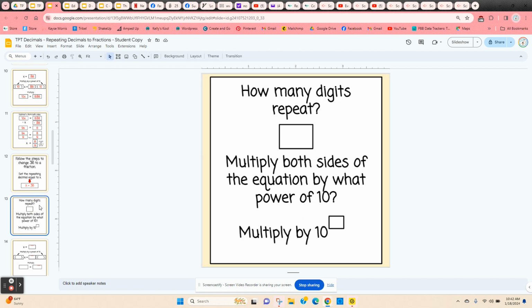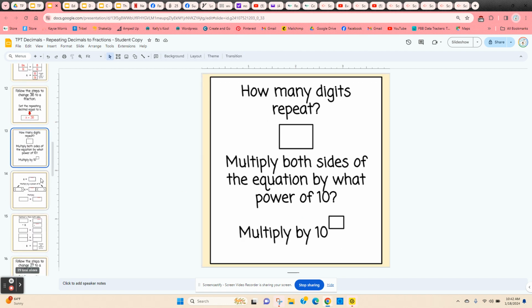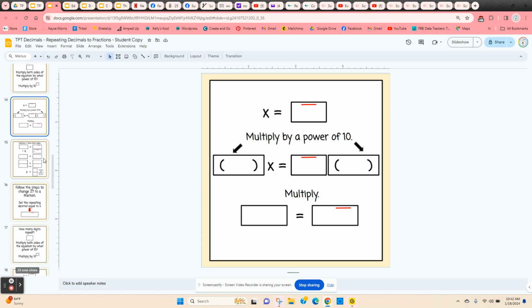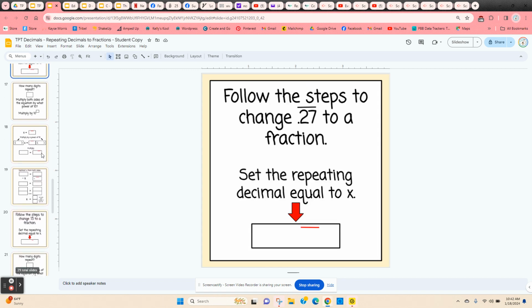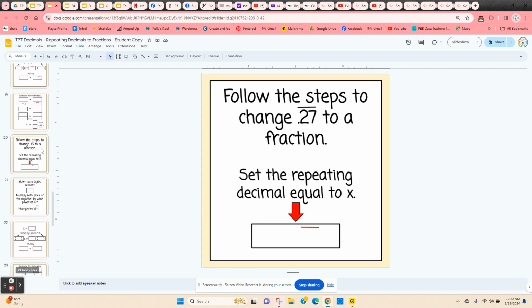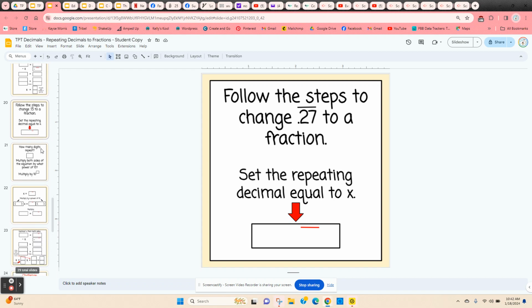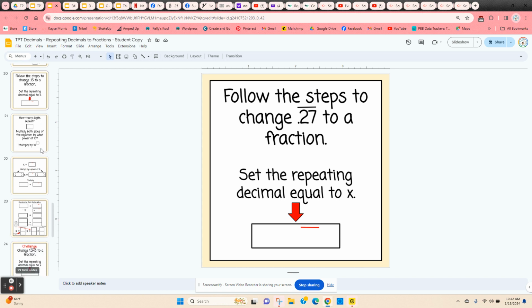How many digits repeat? And so on. You can go through this with the students or let them try it on their own. And then we've got a few more problems to solve. They're going to follow these steps every single problem, and they can go back and look at previous slides if they forget how to do this.